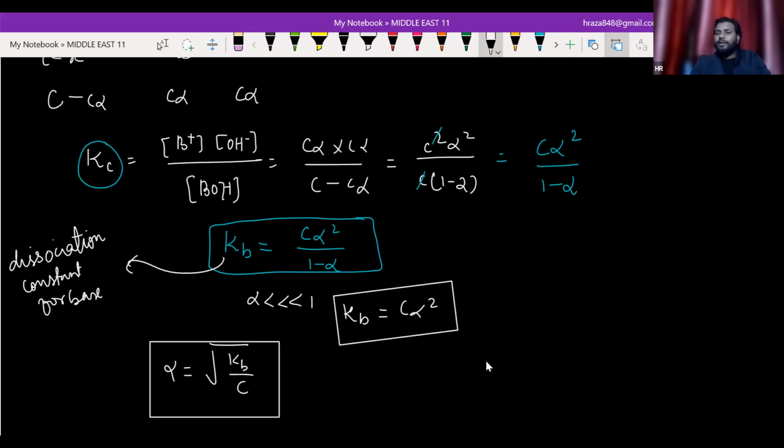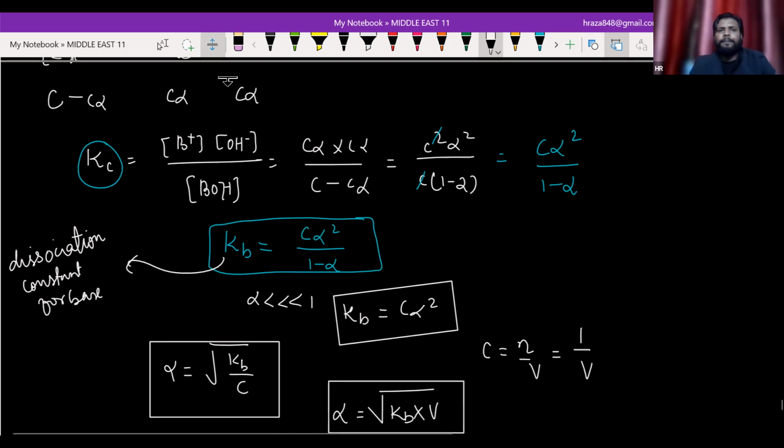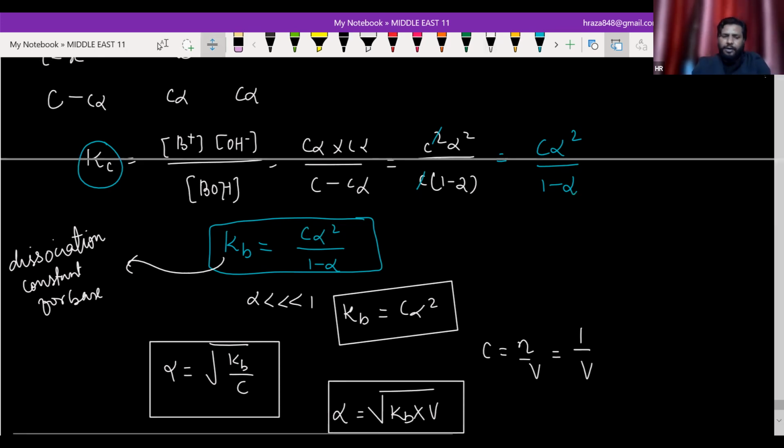In the same way, we know that C is equal to n by V. We took the number of moles as 1, so C is 1 by V. So alpha equals under root Kb into V. I just wrote it directly. Should I slide it up? No, sir, no need. If anyone needs, let me know.